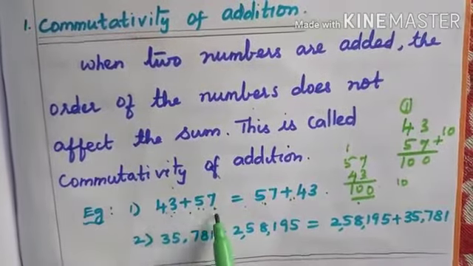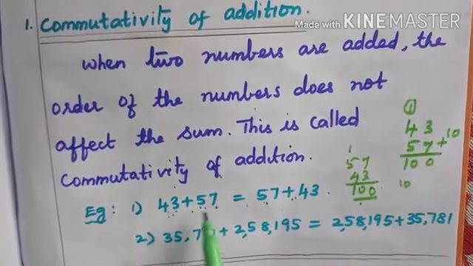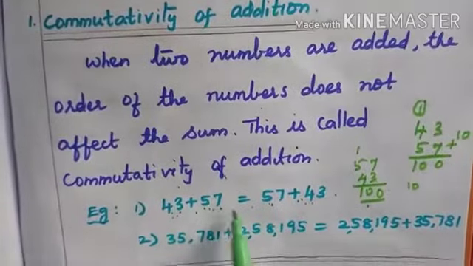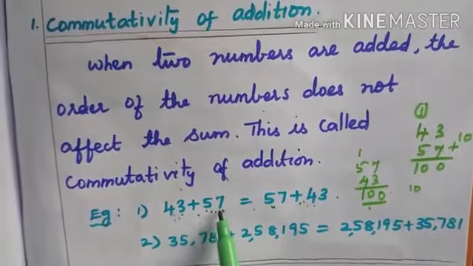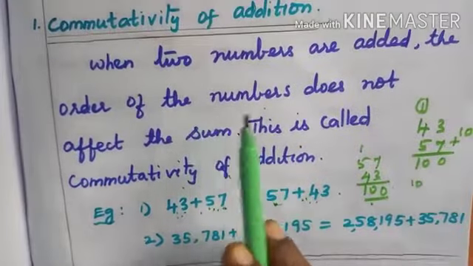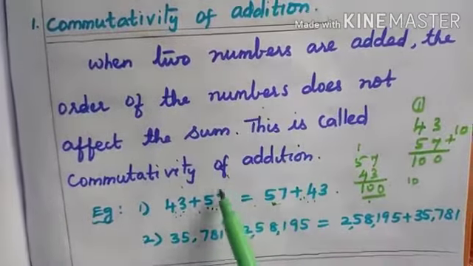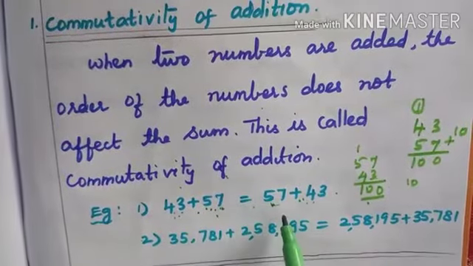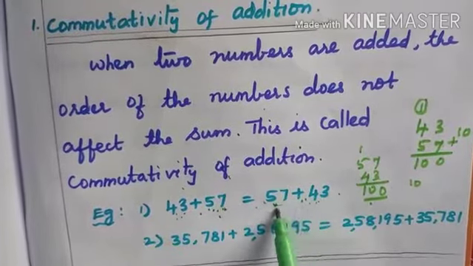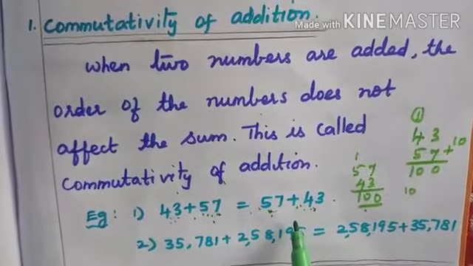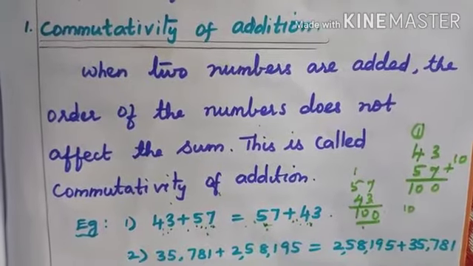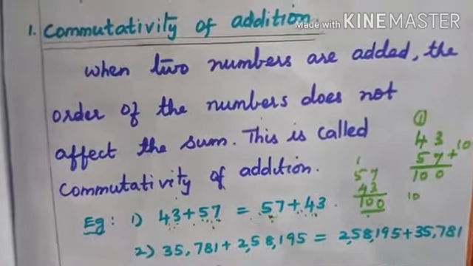So, the order is changed: here we put 43 first and there we put 43 next, here 57 first and there 57 second. Therefore, what is commutativity of addition? When two numbers are added, the order of the numbers does not affect the sum. So if you change the order and write, the answer will be the same, and this is called the commutativity of addition.